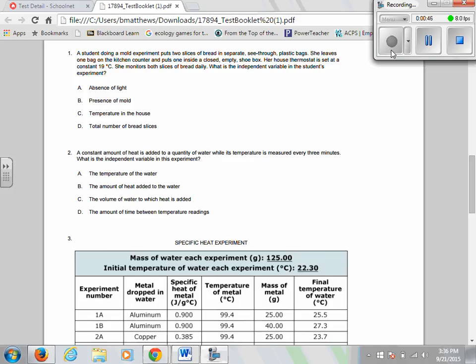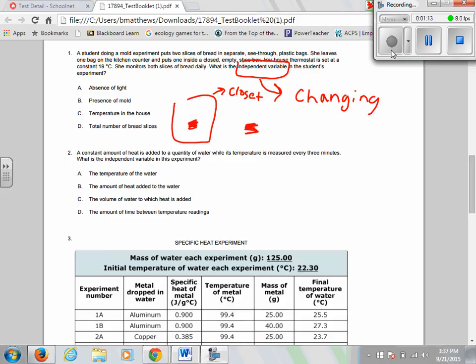Now, without getting into an argument whether this is even a valid experiment, you're looking for the independent variable, which is what she is changing. That's what the IB does. So she has bread in the closet and bread outside the closet. This is the closet. And if this is the bread, and that's the bread.